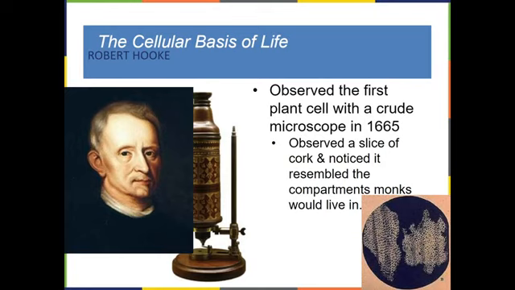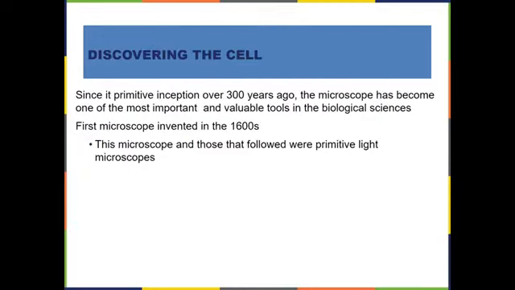So first, let's talk about Robert Hooke and his amplified or improved compound microscope. You can see a picture of himself and his compound microscope on the left, and he is the scientist that first observed plant cells. He was looking at a slice of cork, and he actually noticed that the compartments looked like the places where monks lived. And those compartments where monks lived were called cells. So he actually came up with the moniker cell for what we consider a living unit.